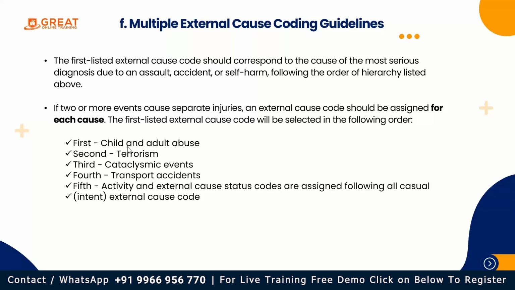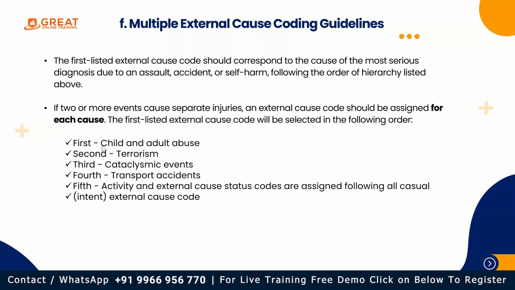First, we code for child and adult abuse. Second priority will be terrorism. Third, cataclysmic events. Then fourth, transport accidents. Fifth, activity and external cause status codes are assigned following all causal or intent external cause codes. So this is the sequence if 2 or more events cause separate injuries. For separate injuries, we have to code separately. We have to use separate external cause codes also.